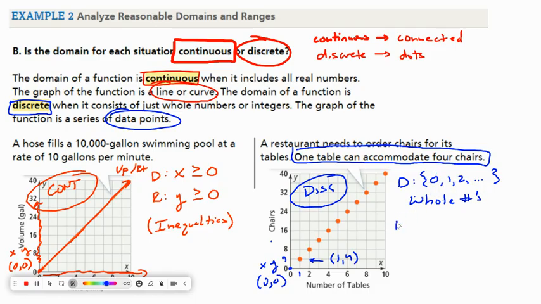Now your range is not going to be 0, 1, 2, 3. Your range is going to go by 4s. So 0, and then if you have one table, you have 4 chairs. If you have 2 tables, you have 8 chairs, and so on. So in this case, our range is the domain value times 4. So those numbers are 4 times the x. There we go. But this is discrete. So continuous versus discrete. When we look at these graphs and try to identify the domain and range, again, continuous: inequalities; discrete: dots, numbers.